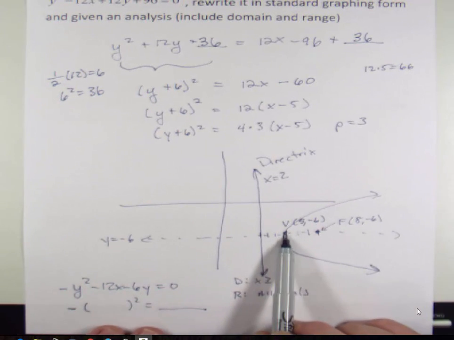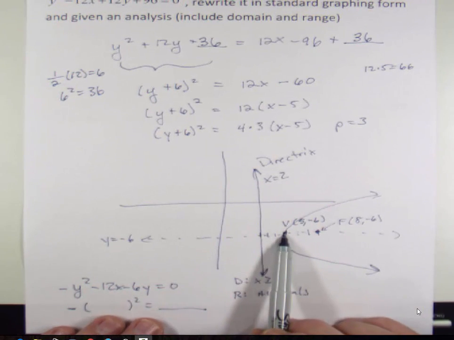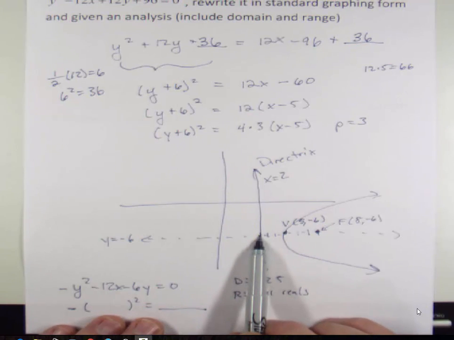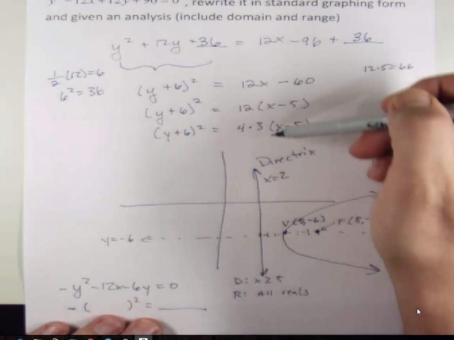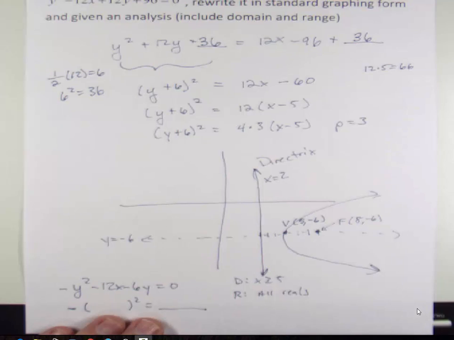Then I go back to my vertex and I go 3 to the left. I put a point on my axis of symmetry. The directrix and the axis of symmetry are always perpendicular. I draw my perpendicular line, and x must be 2. Now I've taken care of almost everything.